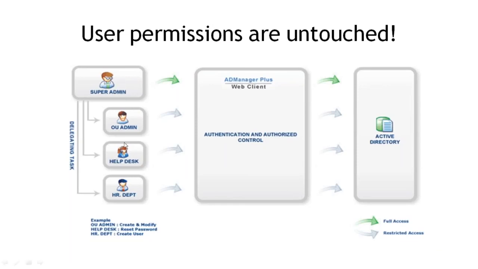So you as super admins delegate the right to create and modify accounts to OU admins. And then you have the help desk technicians who are going to be resetting passwords and unlocking accounts. And then you have a person from the HR department initiating the user onboarding process. You can grant various roles to them, but this is in no way going to alter their Active Directory permissions. That's the best part here.